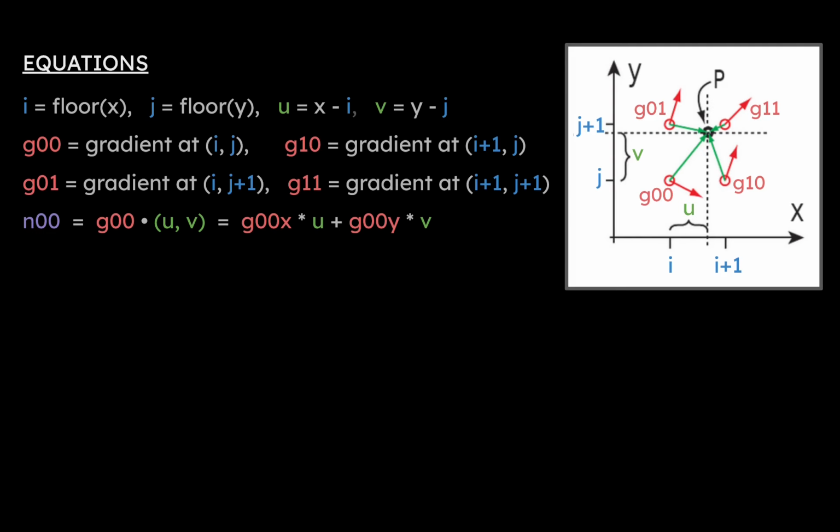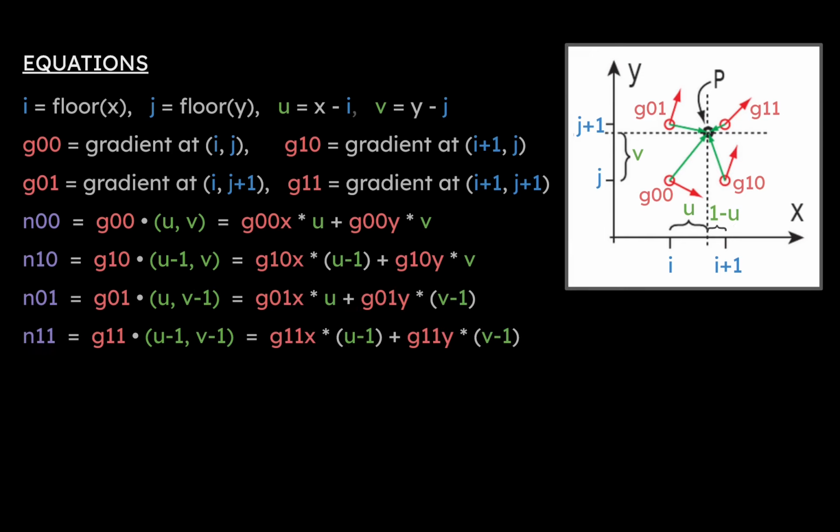Okay, so we've got the dot product of the two vectors at the bottom left point. The next step is to compute those dot products at the other 3 points. Again, we'll compute the dot product between the red vectors and the green vectors at those points. To find the green vectors at those points is slightly more complicated. However, we can do it pretty easily by just subtracting 1 from u or v respectively.